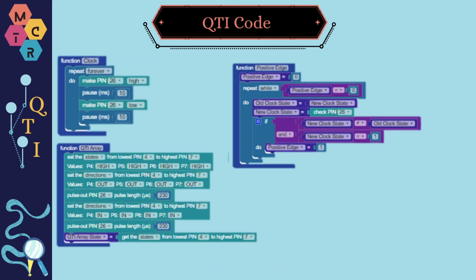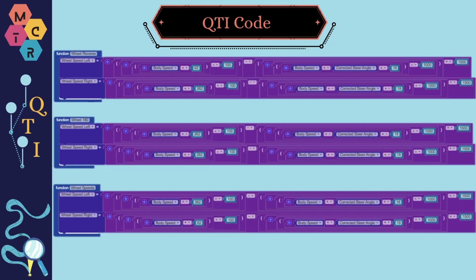For the QTI line tracking to work, it requires many functions such as a clock, the QTI array that allows the sensors to run, and the positive edge detection so that everything can read the clock edge. The function wheel speeds on the bottom is primarily used throughout the code so that the wheels know what speed to move at. The function wheels reverse is the inverse of the function wheel speeds, and the function wheel 180 is used to turn the robot around.